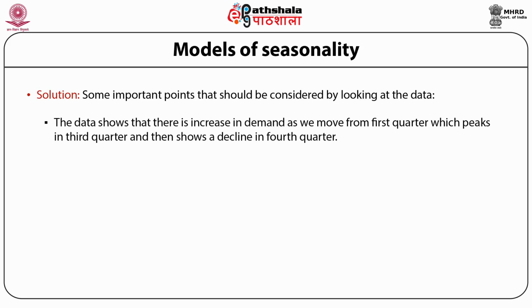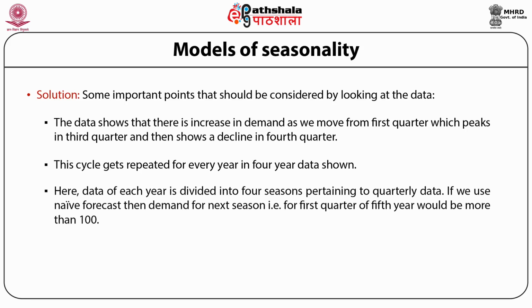Firstly, the data shows that there is an increase in demand as we move from the first quarter, which peaks in the third quarter and then shows a decline in the fourth quarter. This cycle gets repeated for every year in the 4-year data shown. Second, here the data of each year is divided into 4 seasons pertaining to quarterly data.